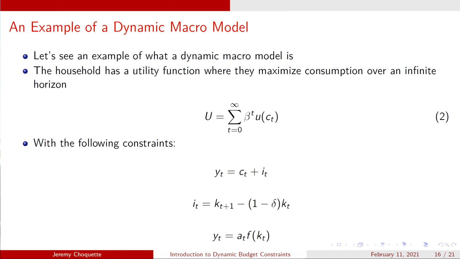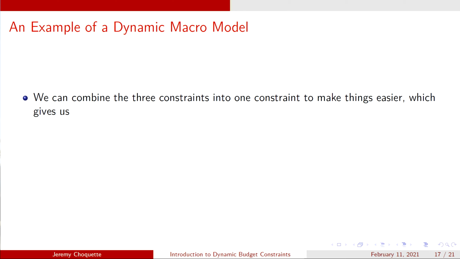Now, we've got one thing we want to maximize, and we've got three different equations as our constraints. And that's going to suck trying to deal with all of that. But we can actually combine all these three constraints into one constraint to make things a lot easier. And that gives us this, right?